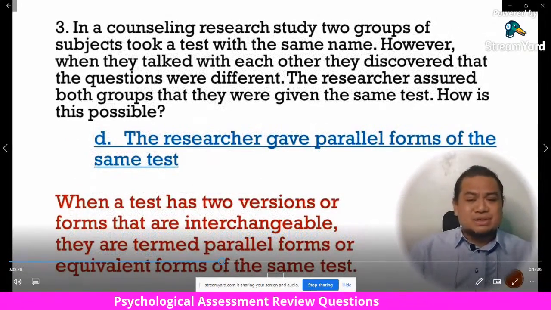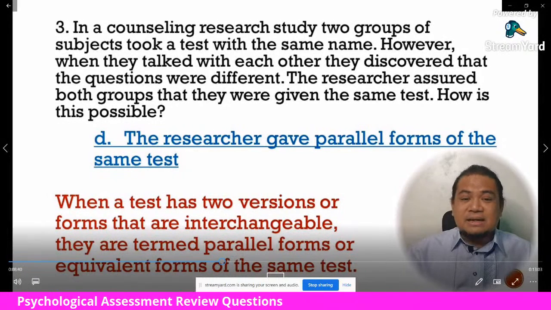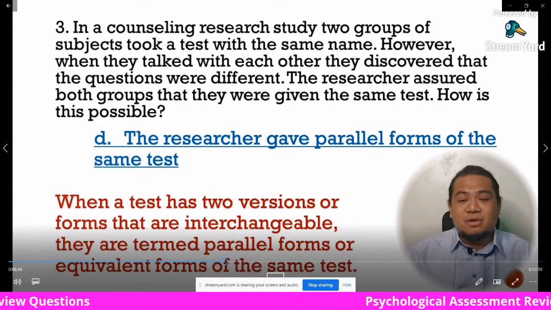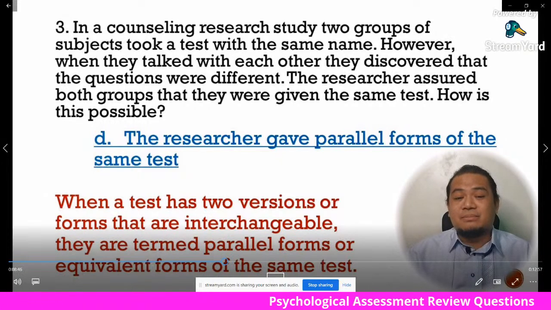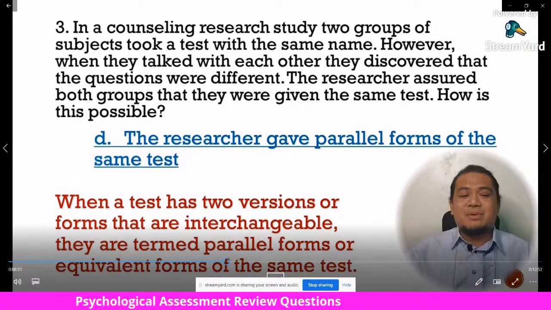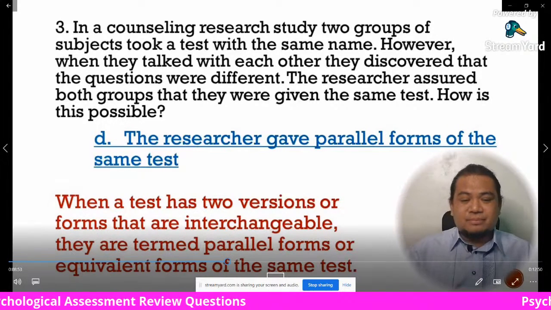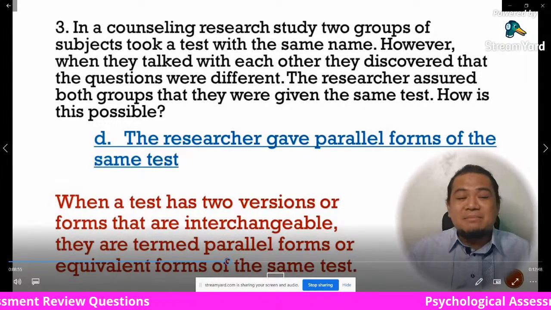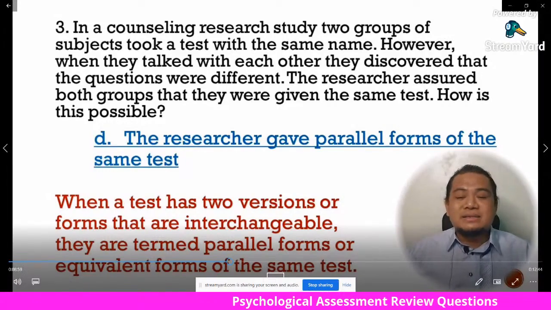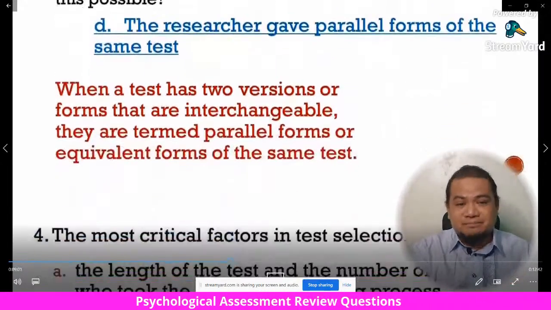When a test has two versions or forms that are interchangeable, they are termed parallel form or equivalent form of the same test. From a statistical or psychometric standpoint, each form must have the same mean, standard deviation, or standard error, and other statistical components.